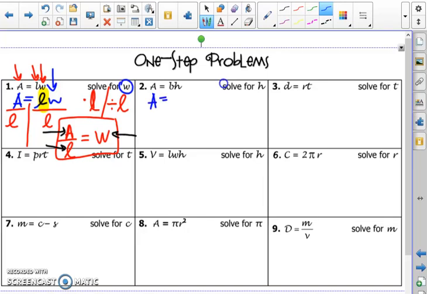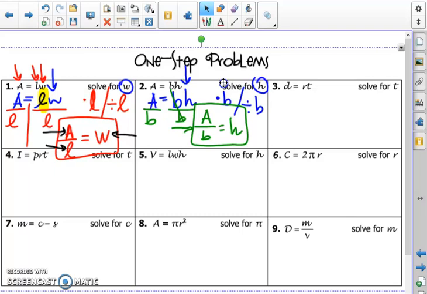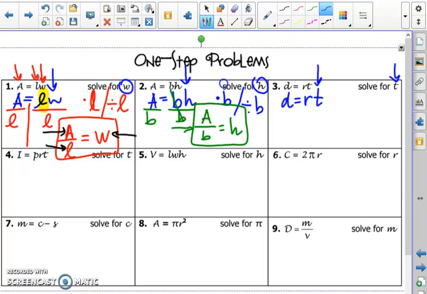All right, so we have A is equal to B times H, and we're solving for H. So looking at H, I see that it's being multiplied by B, so we have to do the inverse, which is divide by B. So on both sides of the equation, we'll divide by B, and we have A over B is equal to H. And I leave A over B just like that, because A and B are not like terms, so we cannot simplify them any further. Here we have D is equal to R times T. We're solving for T. T is being multiplied by R, so we're going to do the inverse, which is divide by R. Do that to both sides.